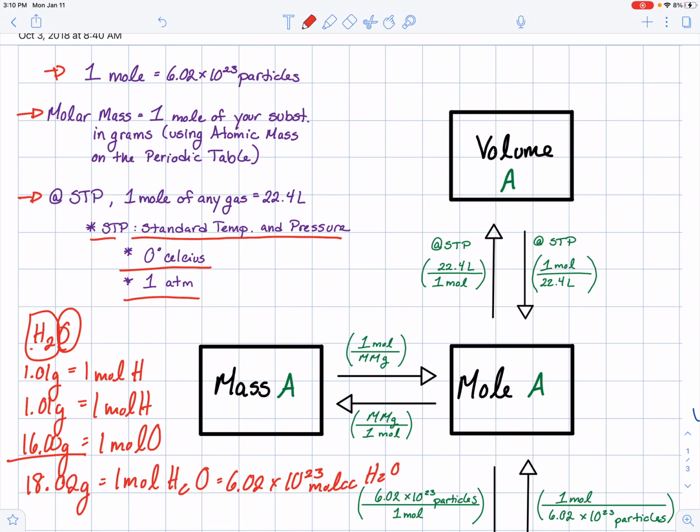So the first one again is 1 mole is equivalent to 6.02 times 10 to the 23 particles. At STP, 1 mole of any gas will take up 22.4 liters of space. And the last one is that 1 mole of my substance in grams is going to be its molar mass. And I'll be using the atomic mass on the periodic table to figure out what those masses are.